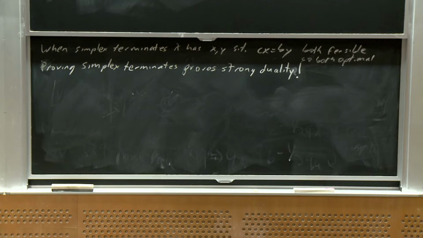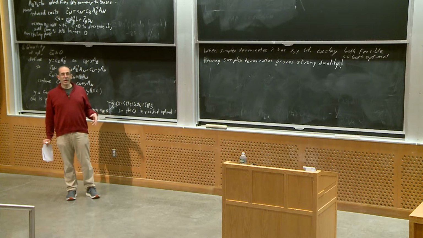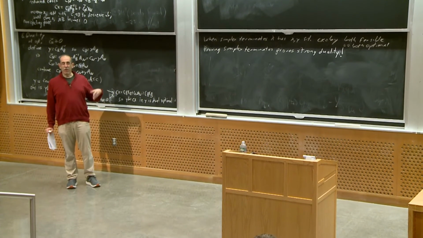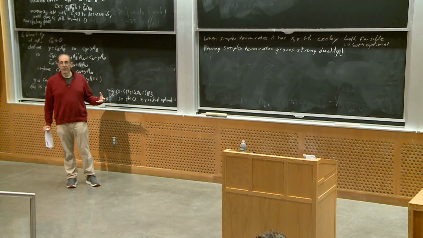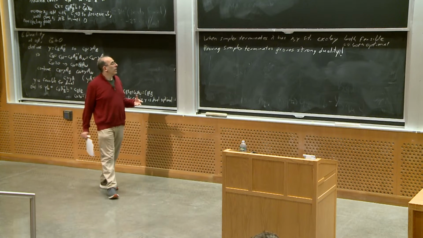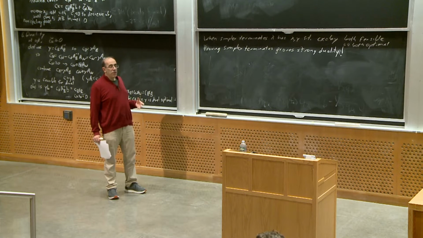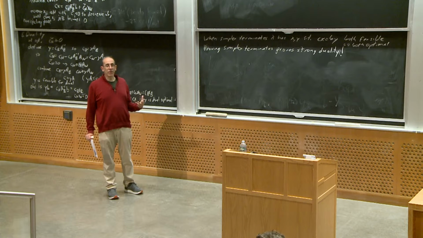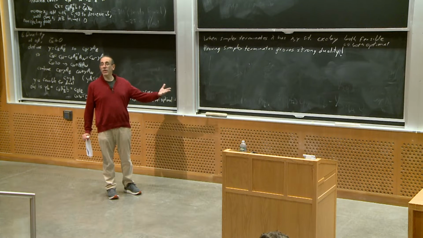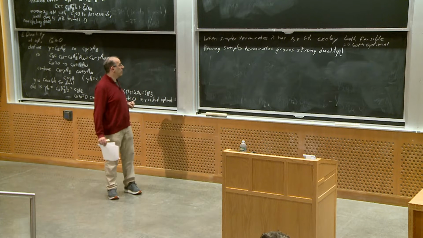Make sense? And what did we have to do in order to prove that simplex terminates? We had to prove that there is a non-cycling pivot rule. If there is a non-cycling pivot rule, it guarantees that you never visit a basis more than once. There's a finite number of bases, therefore the simplex algorithm terminates. And so this is an algorithmic method for proving strong duality. You say here's an algorithm, and from the way this algorithm works, I can derive strong duality.